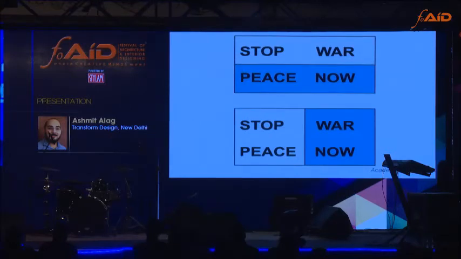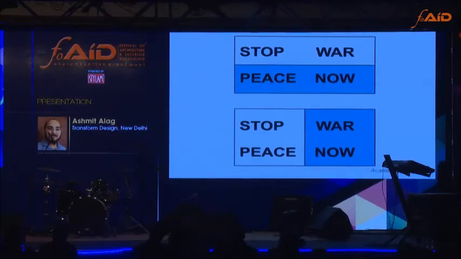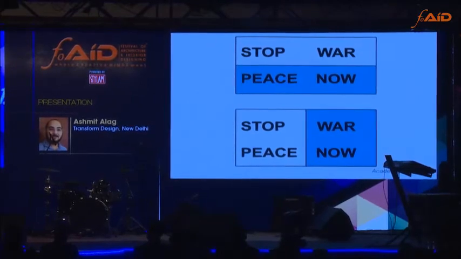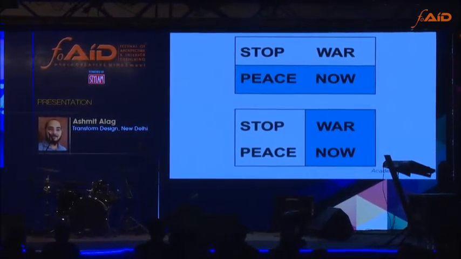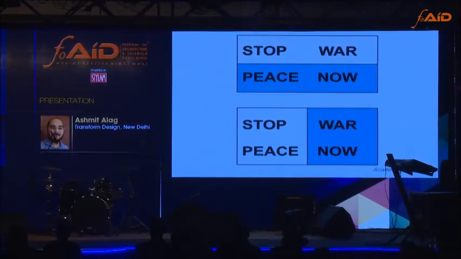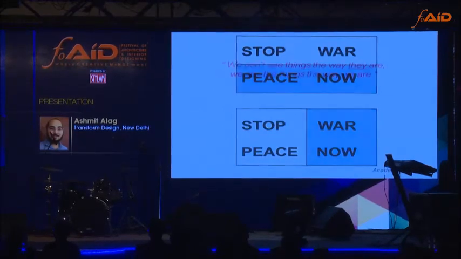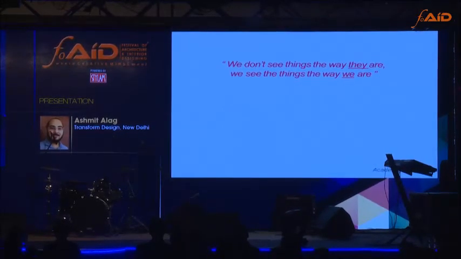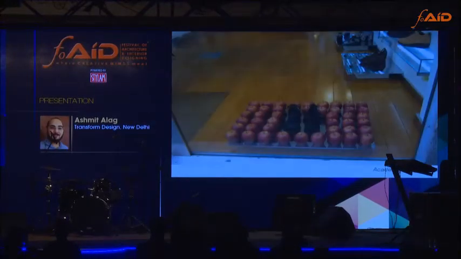If we read the top box, for instance, it would usually say stop war, peace now. And if we read the bottom box, it will say stop peace, war now. Now, the importance is that the font is the same, the size is the same, just about everything is the same, but just the way the graphic designer decided to put the different color scheme into it, it changes the meaning completely. So basically, we don't see things the way they are, we see things the way we are. And in everything, we have perception about ourselves.